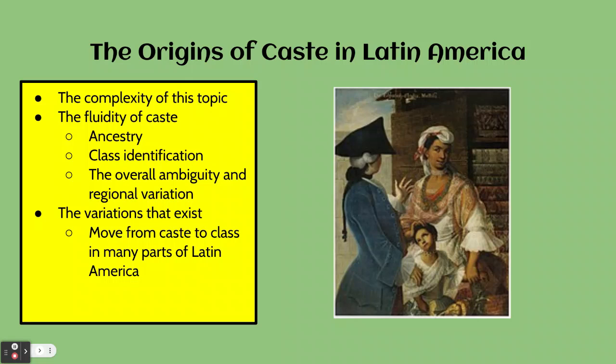So with the origins of caste in Latin America, there's also a level of complexity that was already stated. Again, the fluidity of ancestry, of class identification, right? So it's not just caste, but it's also caste transitioning into class, where these ambiguous or not so ambiguous boundaries are drawn. So that is a real challenge of tackling this subject.